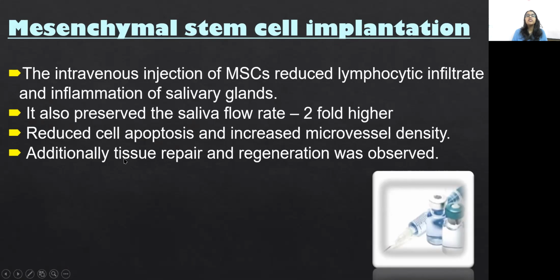Additionally, these types of cells also have the advantage of tissue repair and regeneration. We had lost the salivary gland production cells due to radiation therapy, so the tissue was also overall damaged. So these types of stem cells give an advantage of tissue repair and regeneration.